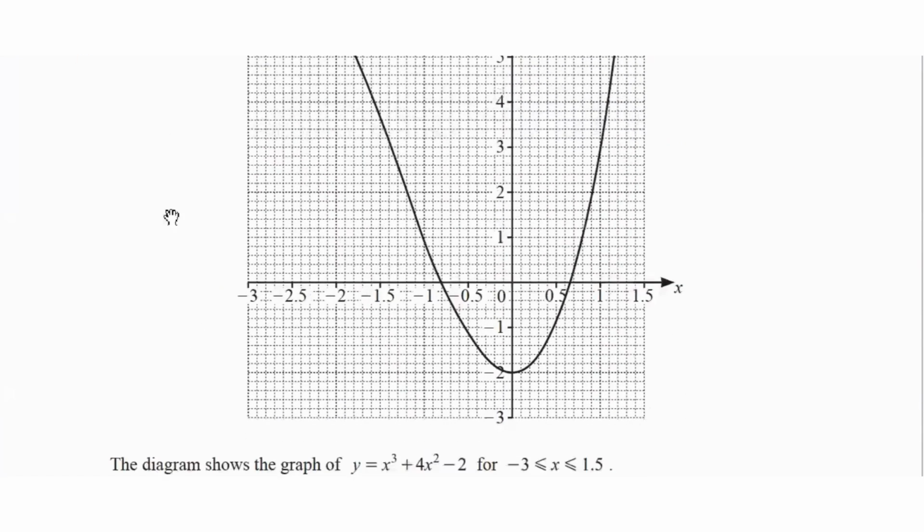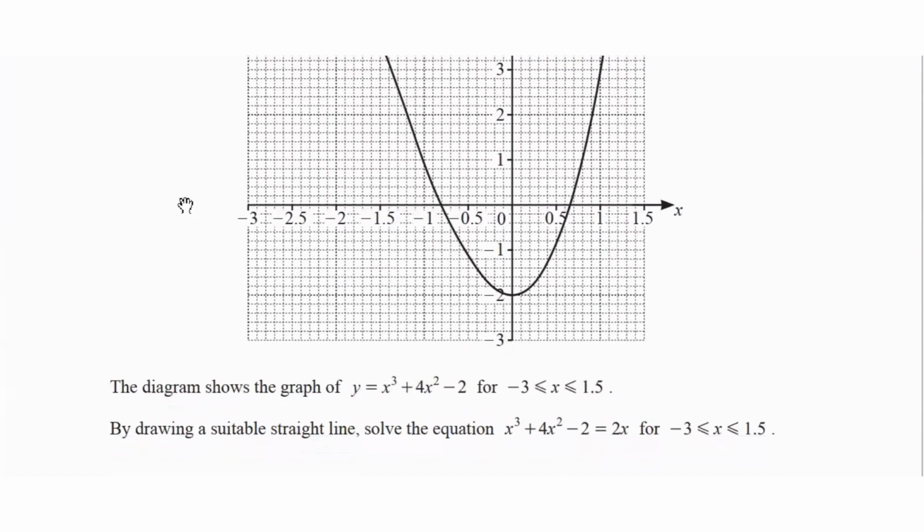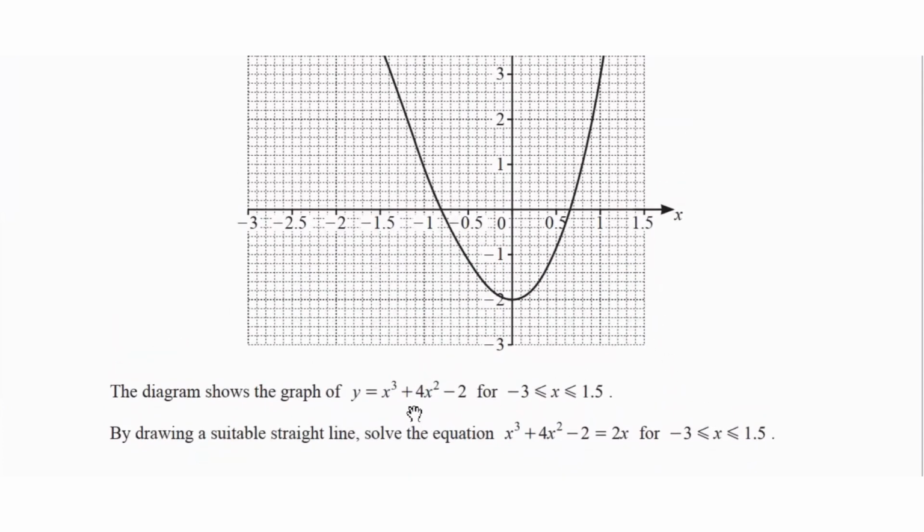In the next question, it says, the diagram shows the graph of y equals x cubed plus 4x squared minus 2 for the range of -3 to positive 1.5 for x. By drawing a suitable straight line, solve the equation x cubed plus 4x squared minus 2 equals 2x for -3 to 1.5 for x. If we compare the first equation to the new equation, the only difference is that it's equal to 2x, which means the second equation that we're going to sketch is y equals 2x. And that's also for the values from -3 to 1.5.